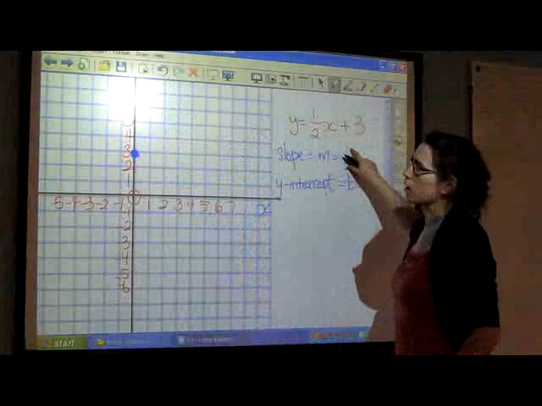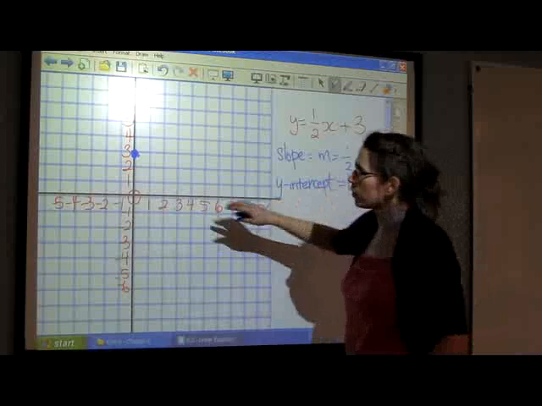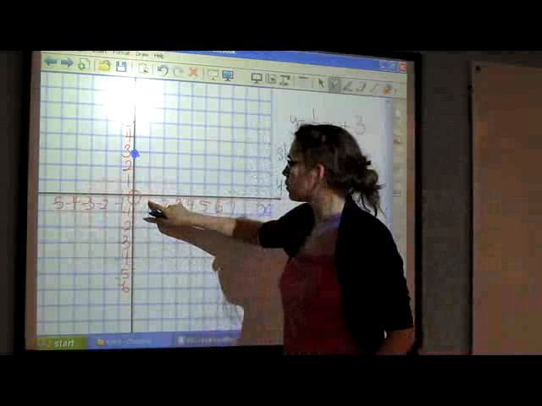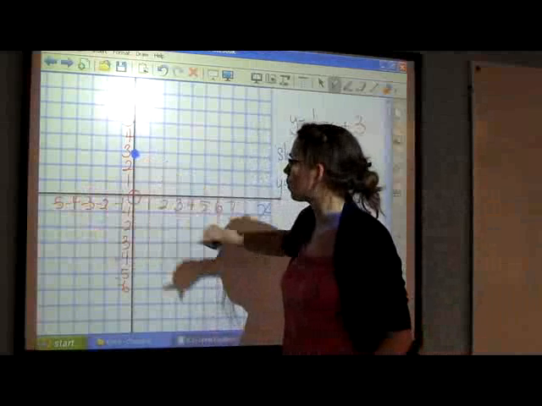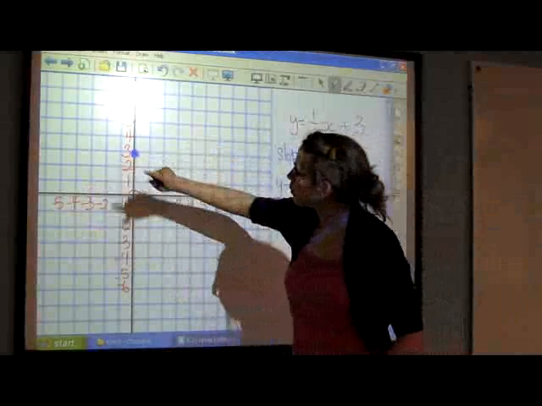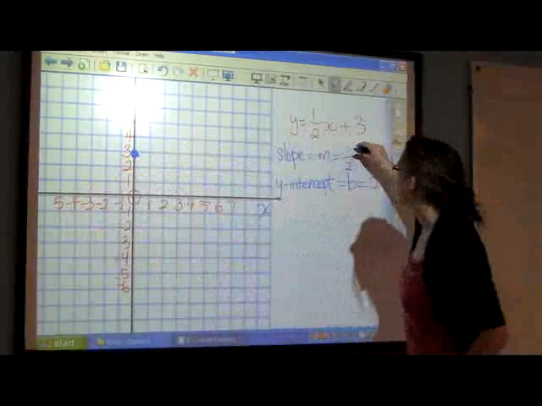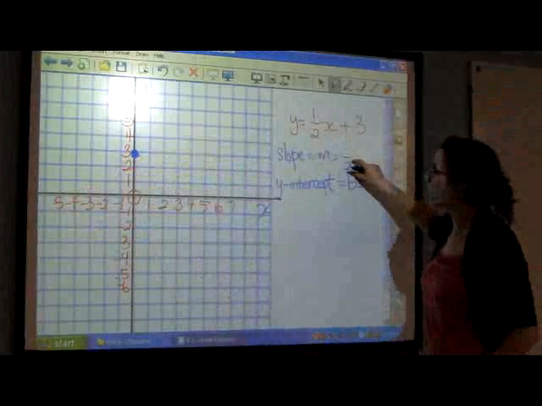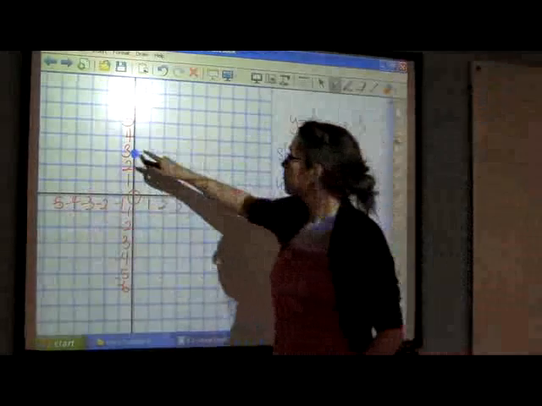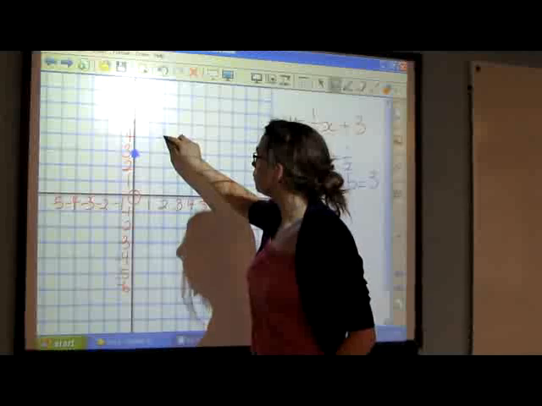Our slope is 1/2. Now that does not mean that we're going to look at any of these numbers down here and do something at the 1 and the 2 or the 2 and the 1. But what that does mean is we're going to look at our dot that we've just drawn on our y-intercept. We're going to go up 1 box and right 2 boxes. Up 1, right 2.